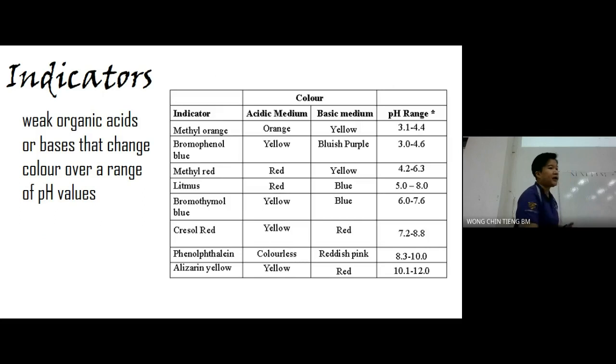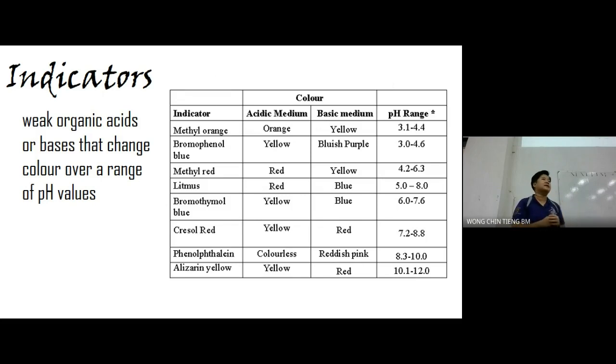We have quite a few of the indicators over here. My advice, no need to memorize all. You must memorize at least one or two for strong acid, strong base, two for weak acid, strong base, and two more for the other titrations. For every type of titration, memorize two, that is good enough.